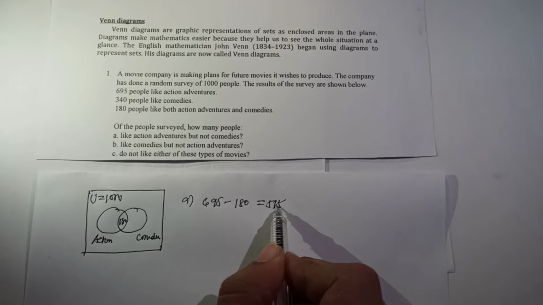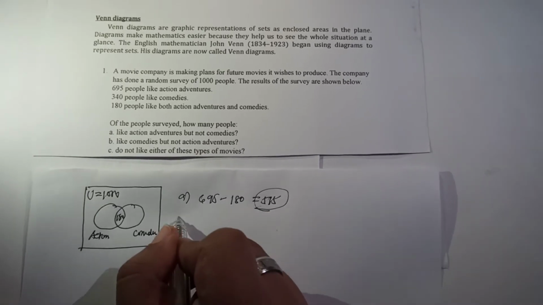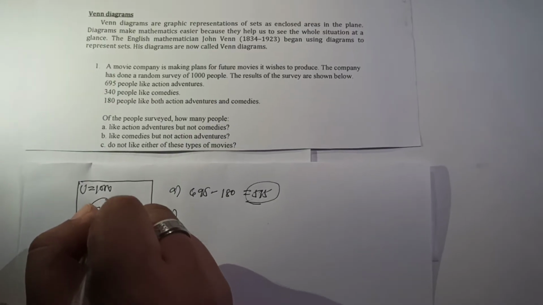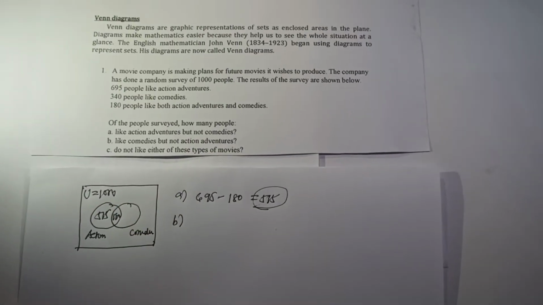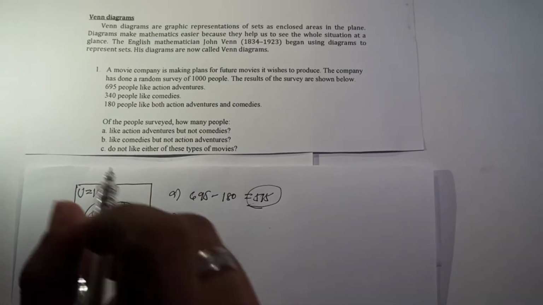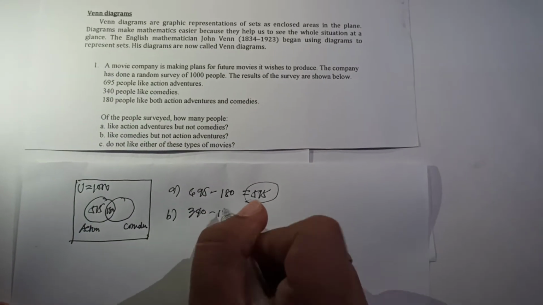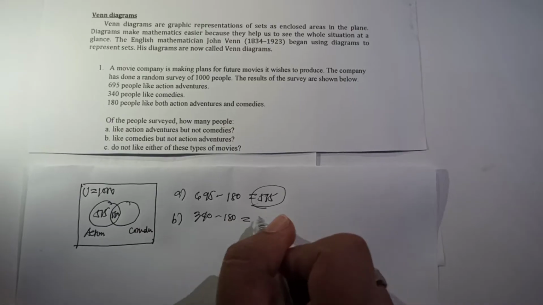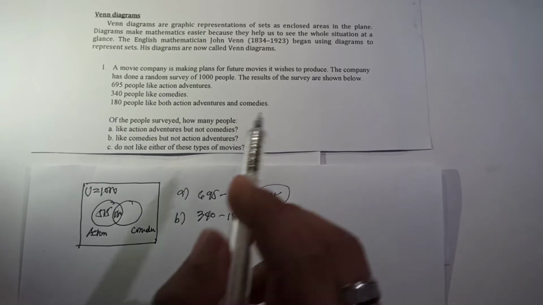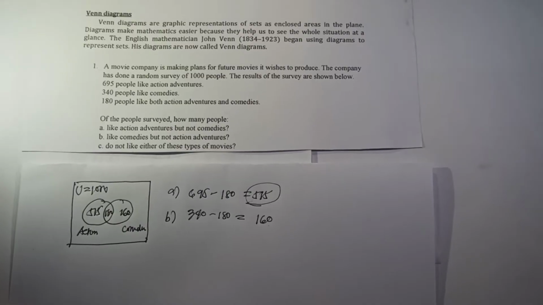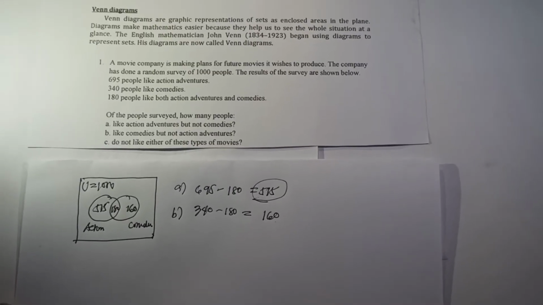So there are 515. In letter B, like comedies but not action adventures, the same process: we are going to subtract 340 minus 180. The result of this one is 160. So this is 160.